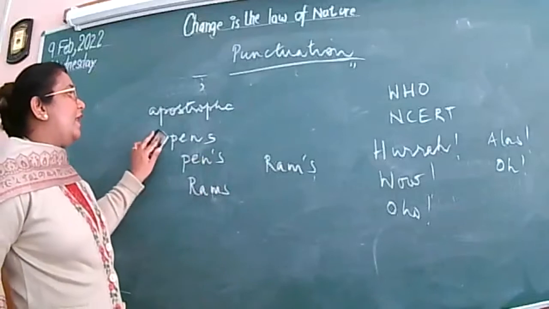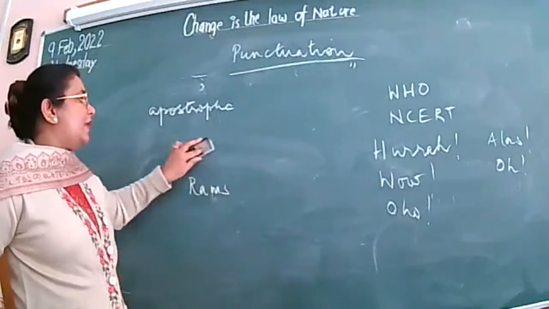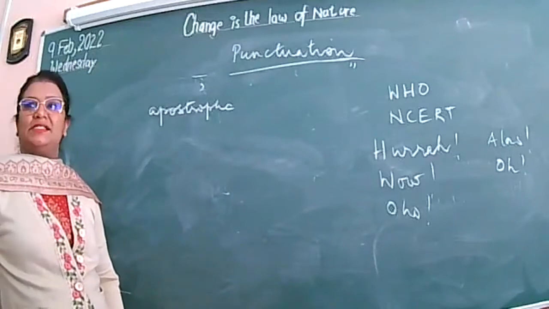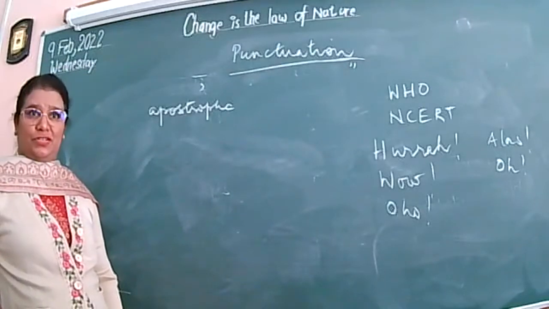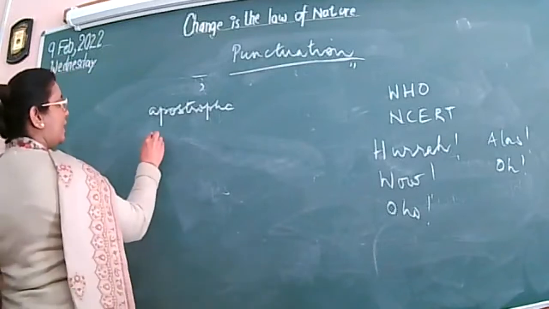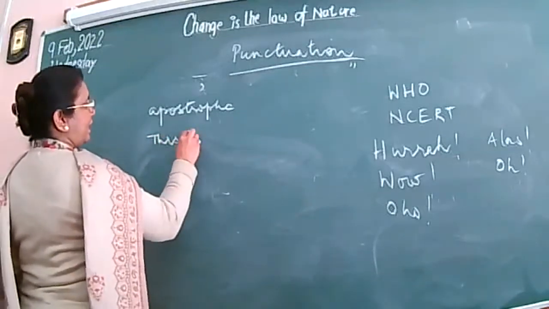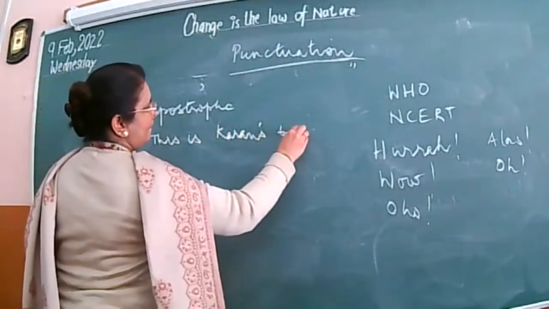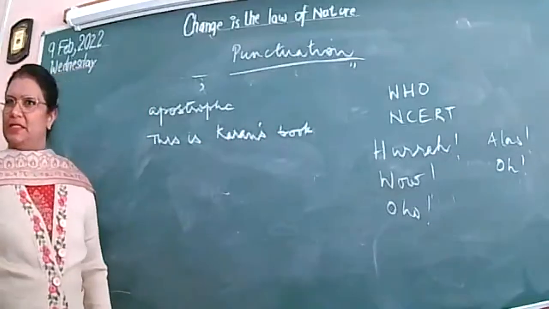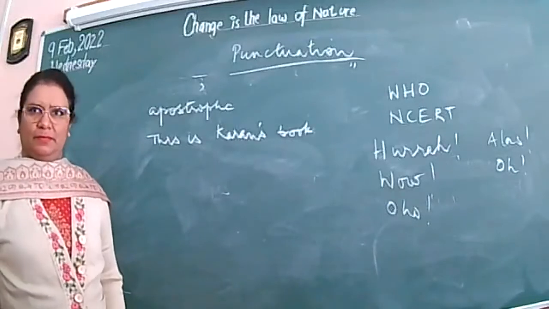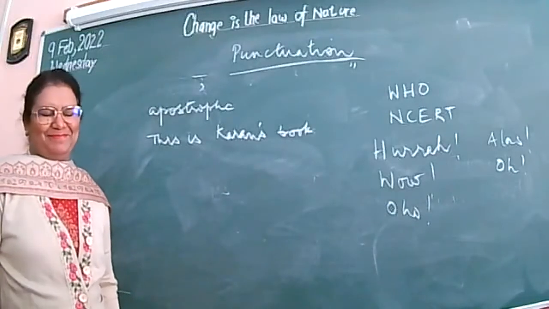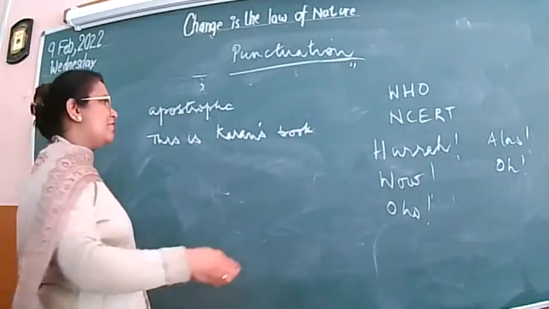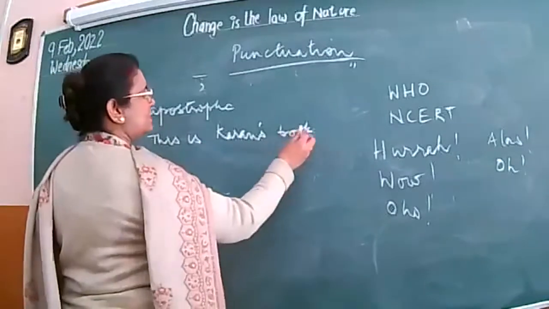So apostrophe is most commonly used as a sense of belonging, as a sense of possession, right? So I can say this is Karan's, which is very surprising because Karan does not know. This is Karan's. Okay.